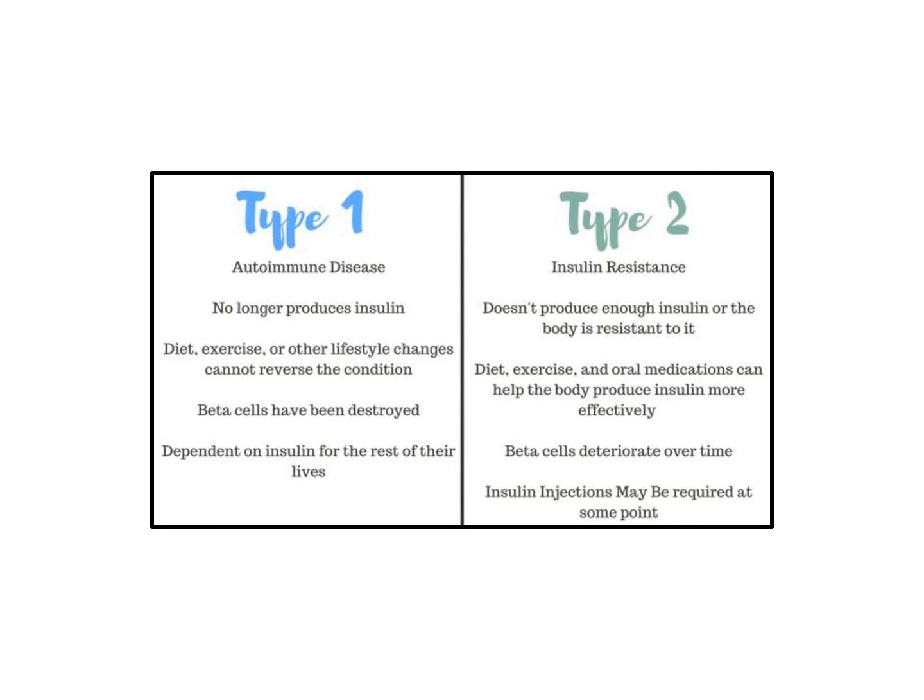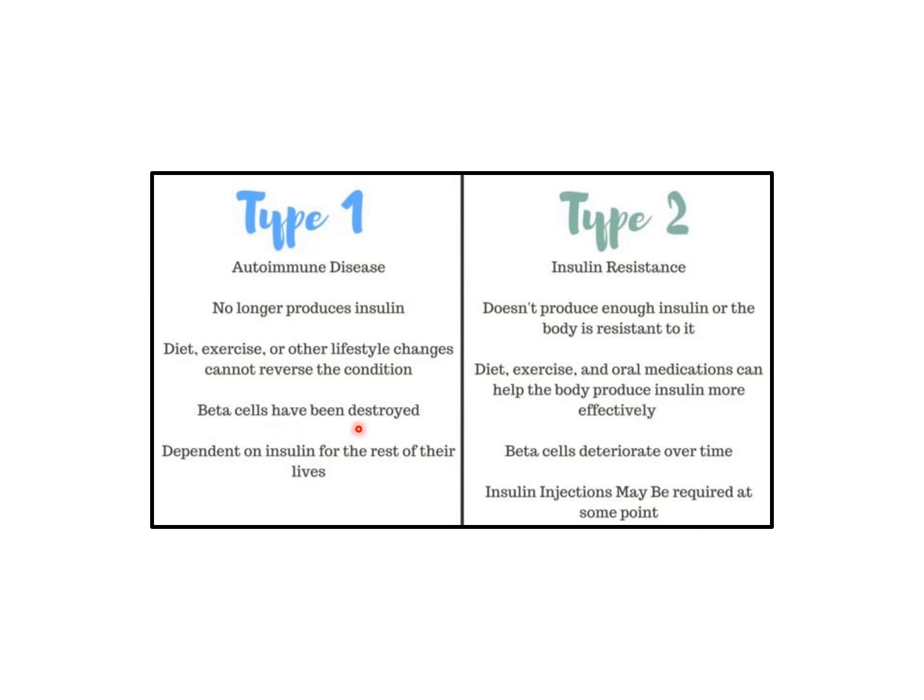Right, let's revise some work before we answer this question. Type 1 diabetes is an autoimmune disease. So your white blood cells are fighting off the pancreas. Type 2 is insulin resistance. Type 1, your pancreas cannot produce any insulin. Type 2, it does produce insulin, but your body cannot use it. Type 1, diet, exercise, or other lifestyle changes cannot reverse the condition. Type 2, diet, exercise, and oral medications can help the body produce insulin more effectively.